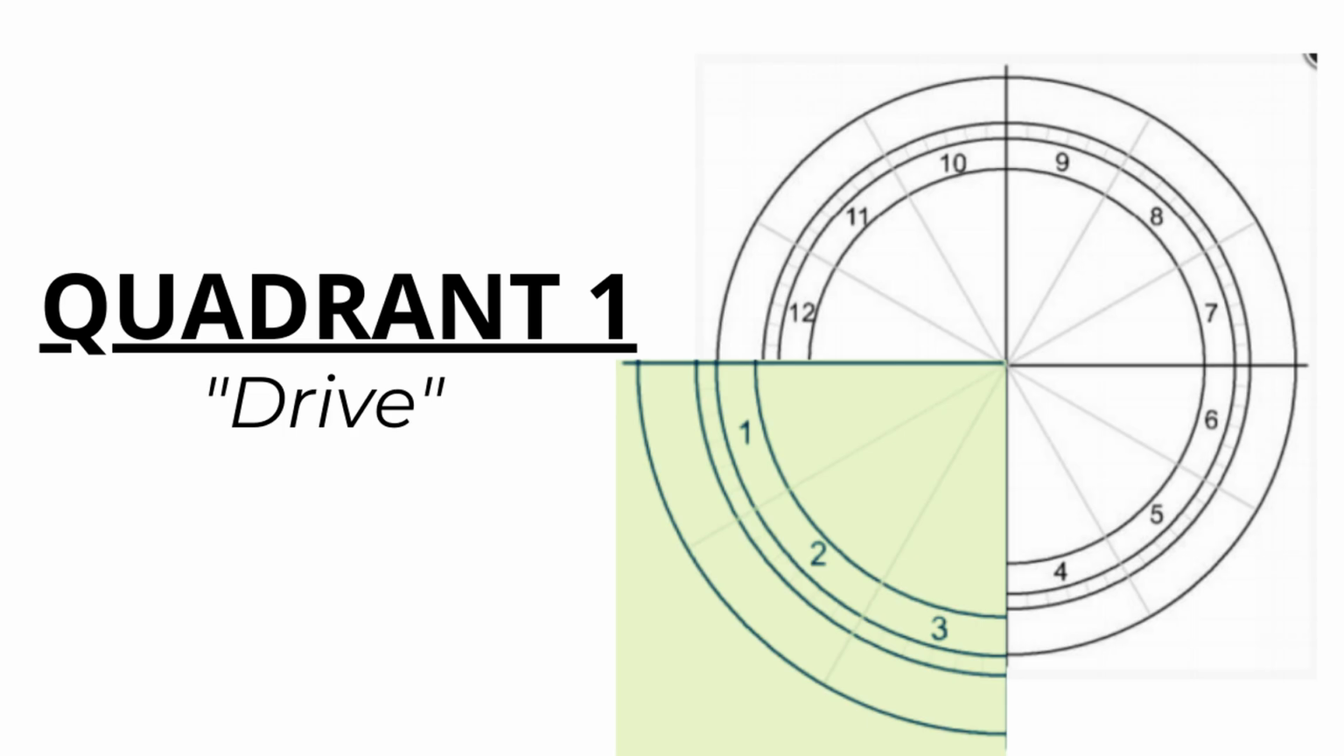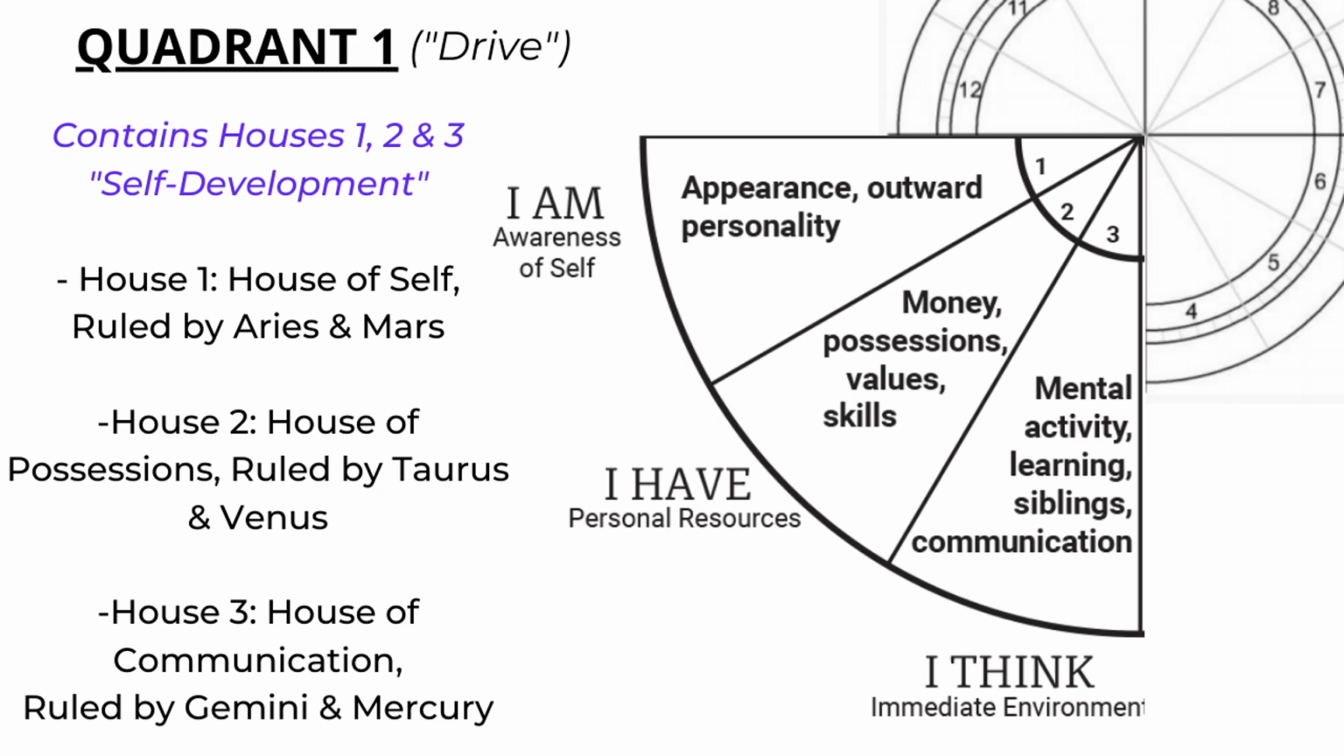First, we have quadrant 1, which can be otherwise considered the drive quadrant. This quadrant contains houses 1 through 3, which are considered the self-development focused houses. The first house is considered the house of self and is ruled by Aries and Mars. House 2 is considered the house of possessions, ruled by Taurus and Venus. And house 3 is the house of communication, ruled by Gemini and the planet Mercury.